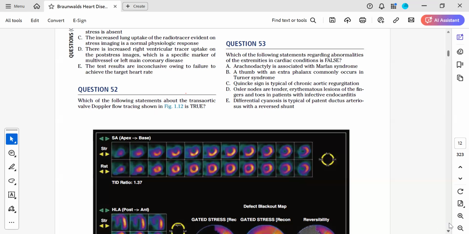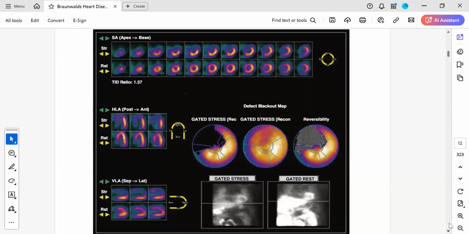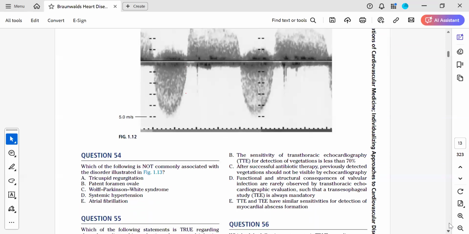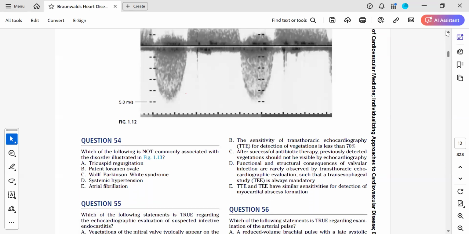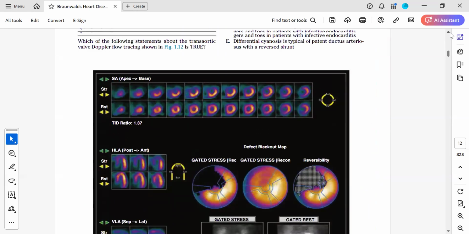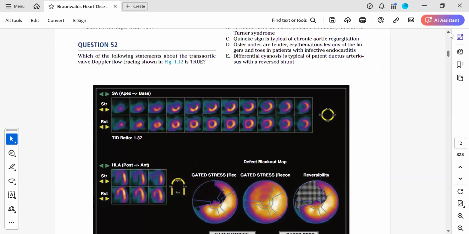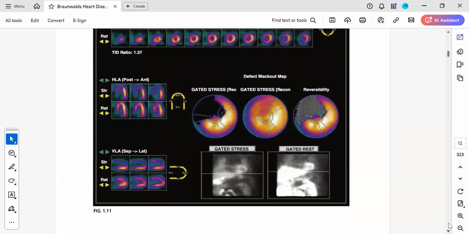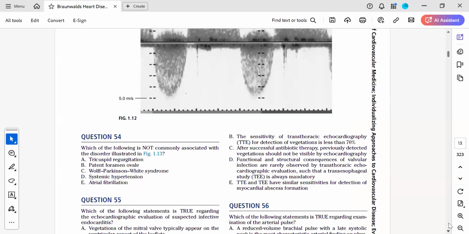I don't know if there's any clarification or contribution. Sorry, please, I didn't get the last thing you said. How many percent shows the differential cyanosis, please? 5%. Differential greater than 5%. Thank you. You're welcome.